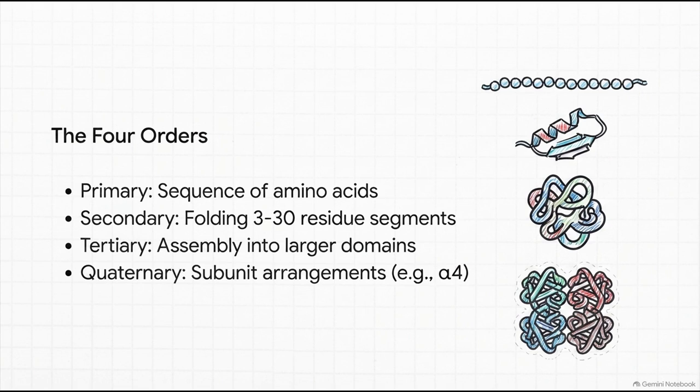Let's break these 4 orders down exactly as they appear in the book. First up is the primary structure. This is simply the sequence of amino acids in the polypeptide chain. Just the sequence. Then comes secondary. This is the folding of short, contiguous segments. We're talking specifically 3 to 30 residues here, into geometrically ordered units. Tertiary is the assembly of those secondary units into larger functional domains. And finally, quaternary. This is the arrangement of multiple subunits. So, for example, a protein might be a homotetramer, like alpha-4, or it might have a mix of subunits, like alpha-2, beta-2, gamma. Basically, sequence, folding, and assembly at every single step is absolutely crucial.